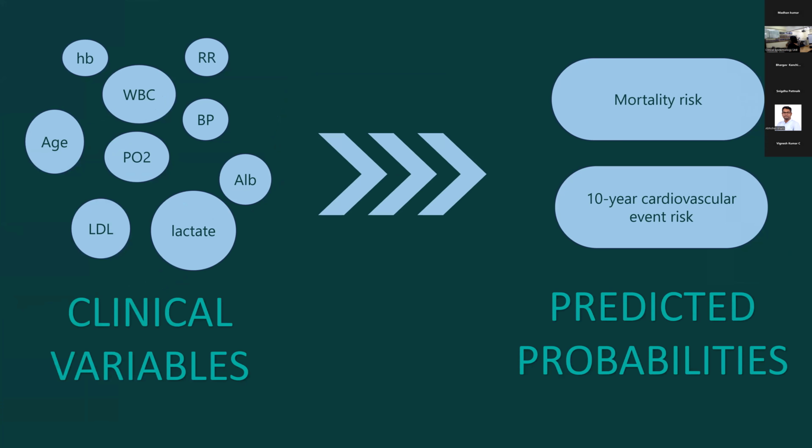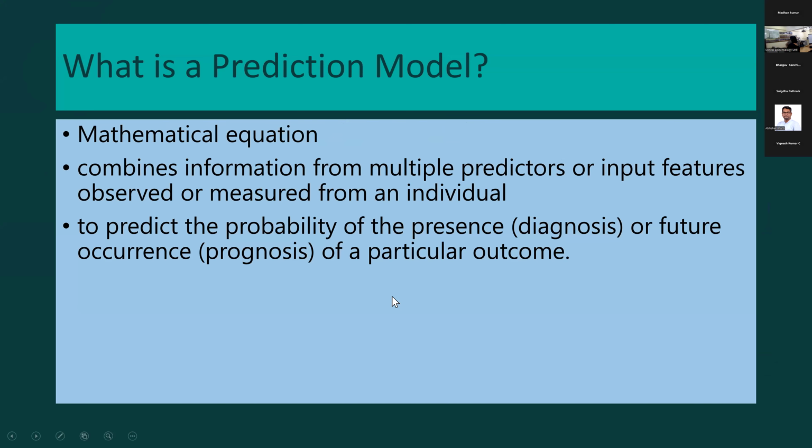What exactly do they do? They have multiple clinical variables of multiple sorts. With some sort of a mathematical algorithm or a model, they predict the probability of an event. So this is what is called a risk prediction. For that, you use risk prediction models. So what is a prediction model? It's a mathematical equation. It combines information from multiple predictors or input features, observed or measured from an individual, and it predicts the probability of a diagnosis or a prognosis of a particular outcome.